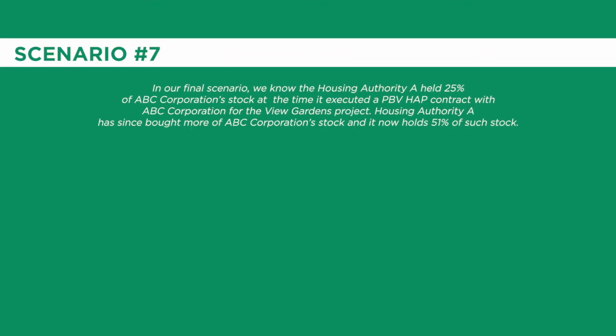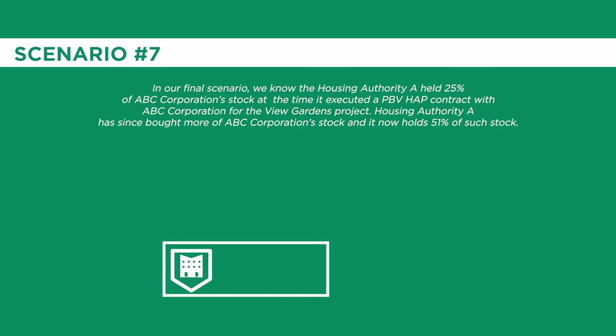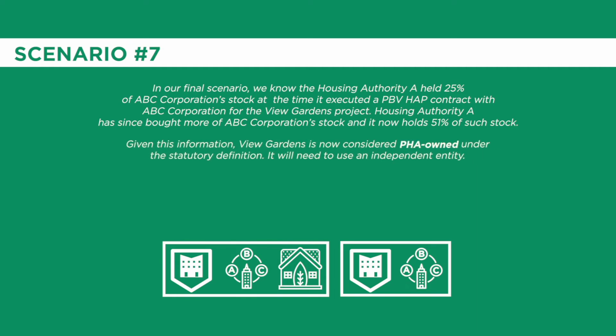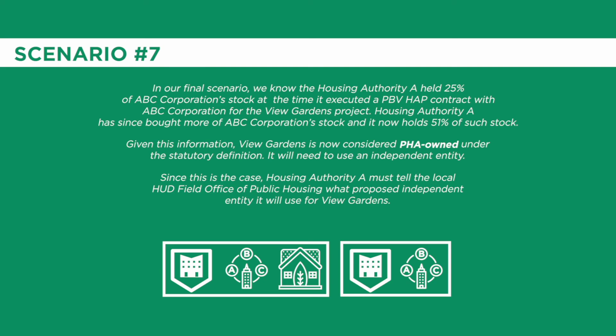In our final scenario, we know the Housing Authority A held 25% of ABC Corporation's stock at the time it executed a PBV-HAP contract with ABC Corporation for the View Gardens project. Housing Authority A has since bought more of ABC Corporation's stock, and it now holds 51% of such stock. Given this information, View Gardens is now considered PHA-owned under the statutory definition. It will need to use an independent entity. Since this is the case, Housing Authority A must tell the local HUD Field Office of Public Housing what proposed independent entity it will use for View Gardens.